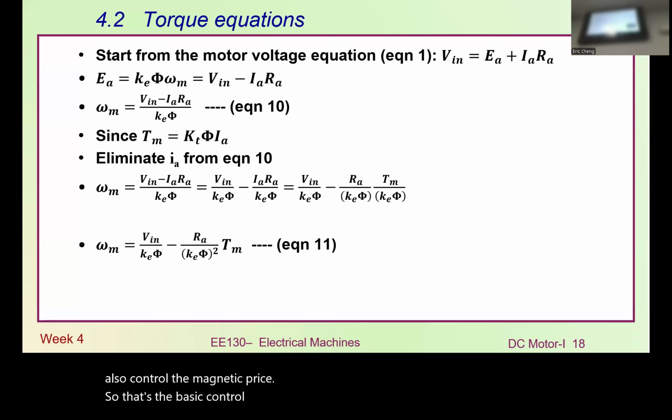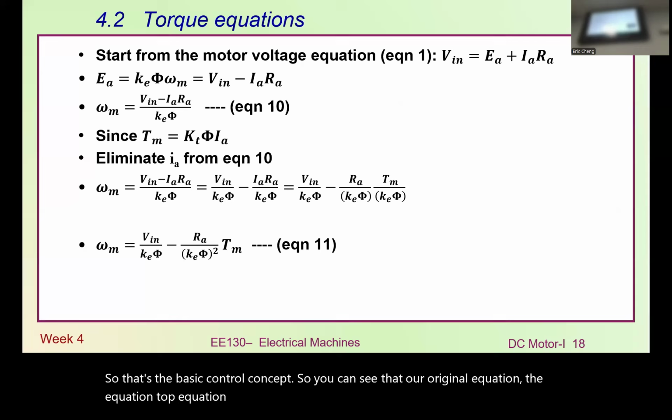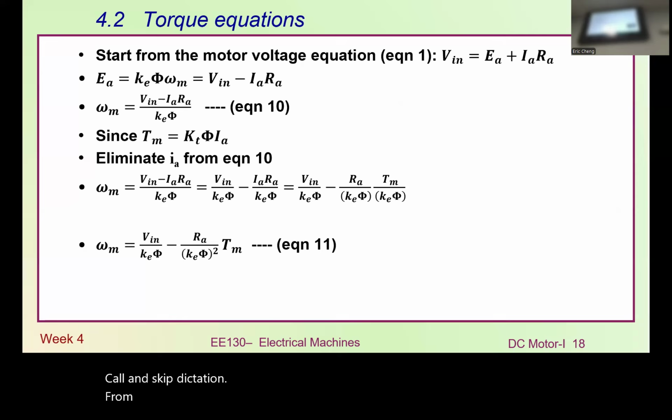So you can see that our original equations, the voltage equation, torque equation, and back EMF equation, are the three basic equations. These are the ones you need to memorize, and then you convert them into the torque and speed equation. From here, you also observe how you're going to control or operate a DC motor. Okay.